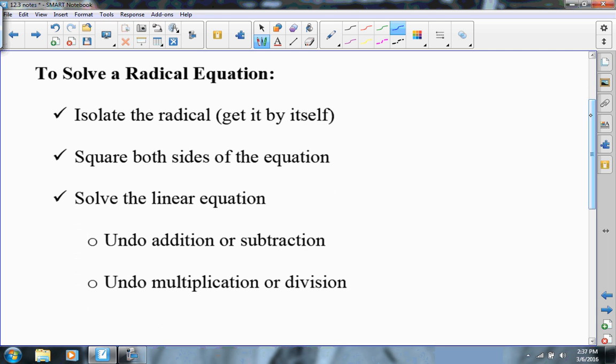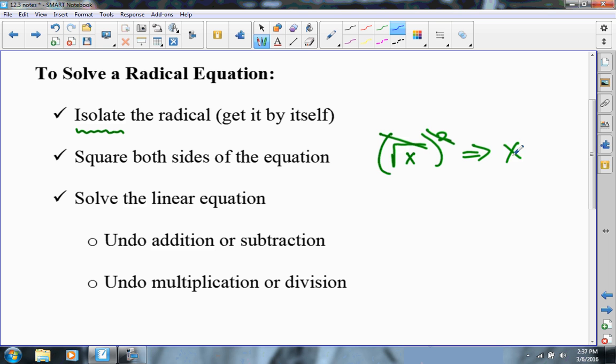And to do that, we have to make sure that we get the radical by itself first, or we isolate it. That's our key vocabulary word there. And then next, we're going to square both sides, because remember, when you have a square root of something, the way that you get rid of that square root is you square it. So the square root and the squaring cancel each other out. And that's how you get the radicand to just kind of pop out.